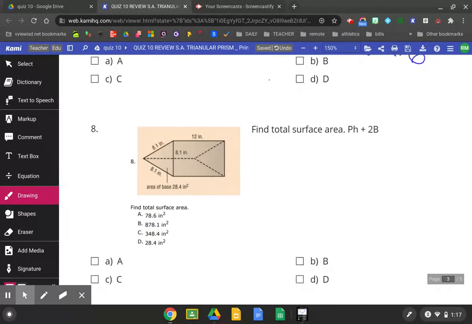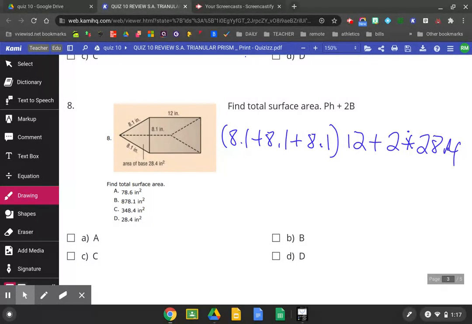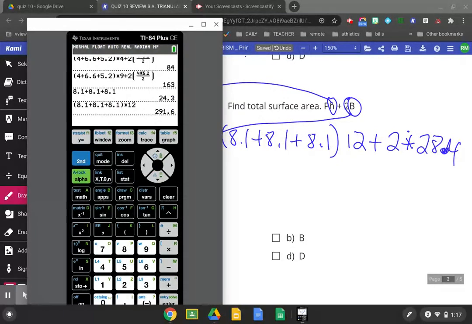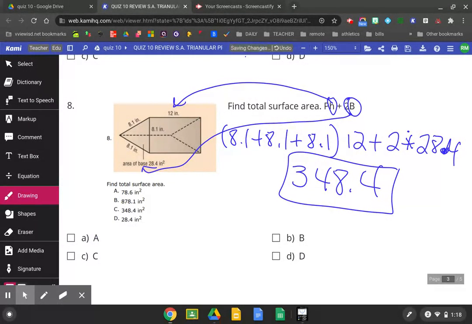All right, let's move on to number 8, total surface area. So again, 8.1 plus 8.1 plus 8.1, multiply that by the 12, prism height, plus 2 times 28.4. Again, remember that prism height is the 12, and big B is area of the base. Let's put that in the calculator very carefully. I'm going to copy paste and put plus 2 times 28.4. Enter. Comes out to 348.4, which is letter C.